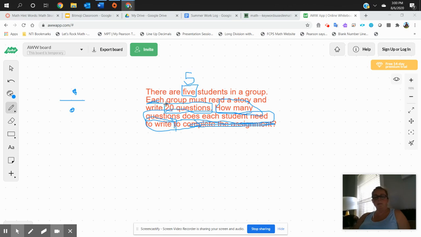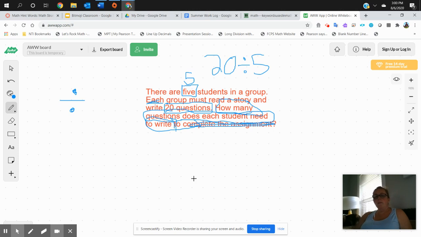Okay, so let's think about this. 20 questions. There's 5 students. So we're going to divide those 20 questions among the 5 students. Okay, at this point, if you have your Desmos calculator, you can go ahead and click on that and work out the problem. This is what you would click into Desmos calculator, 20 divided by 5.